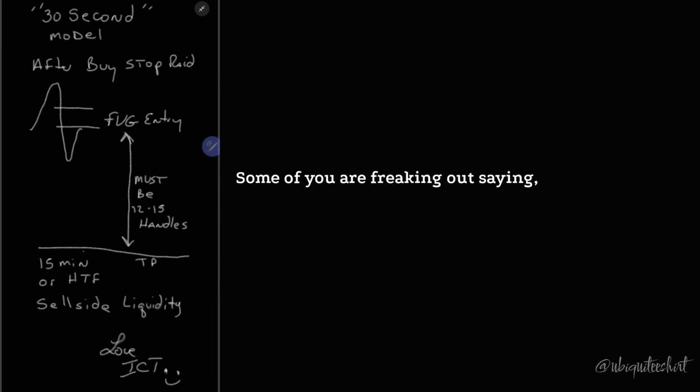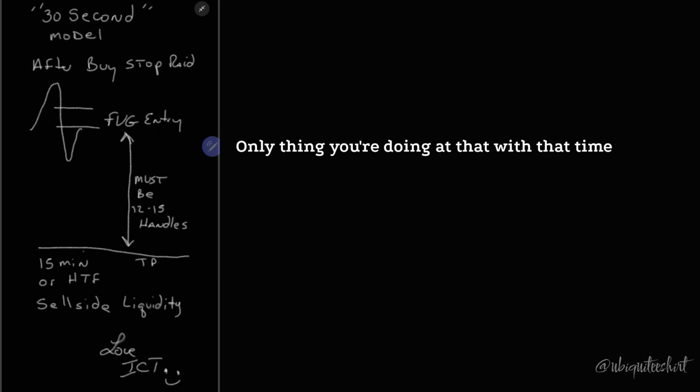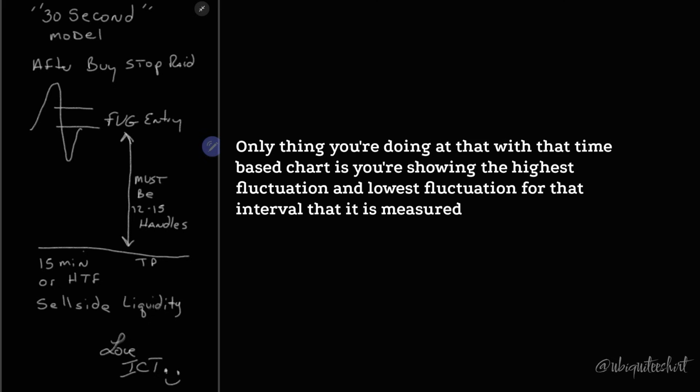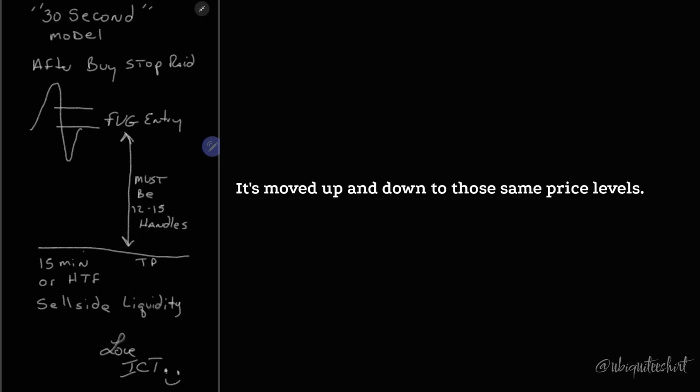Some of you are freaking out saying, my son's trading a 30-second chart. Man, he's in the fast lane. You know, he's doing something that he's not ready for. He's trading price. It's the same thing. The only thing you're doing with that time-based chart is showing the highest and lowest fluctuation of price within that interval of time. That's the only thing it's recording. But price has done the same thing on all time frames. It's moved up and down to those same price levels.